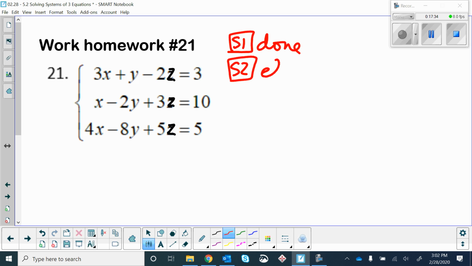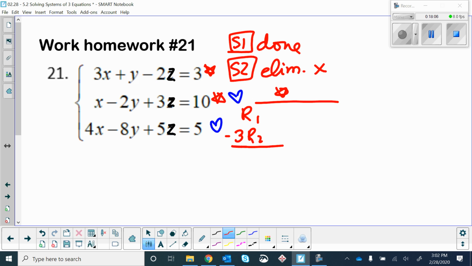Step two, we're going to eliminate x. Looking at those, I'm going to just quickly decide that I'm going to do the same order as the last one. I'm going to do the first two together, and then the second two together. So here's my star system. If I were to add right now, the x's don't cancel. But they would cancel if I multiply the second row by -3. So here's what I'm going to do. Row 1, -3 times row 2.